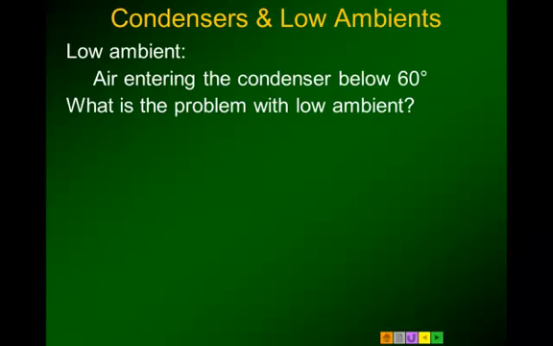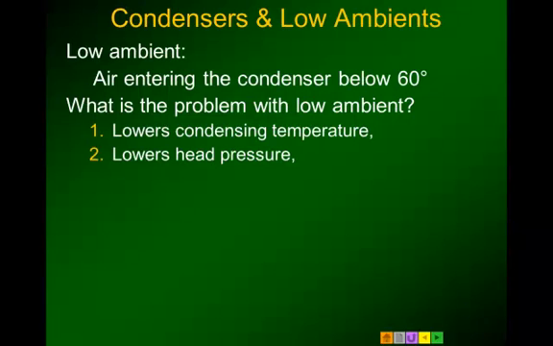What is the problem with low ambient? It lowers the condensing temperature. It lowers the head pressure. It lowers the pressure to the metering device. So now instead of having a higher pressure to push the refrigerant through the metering device, we now have a lower pressure, which is going to create a problem at the metering device.